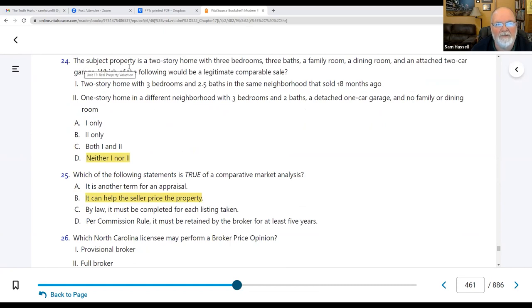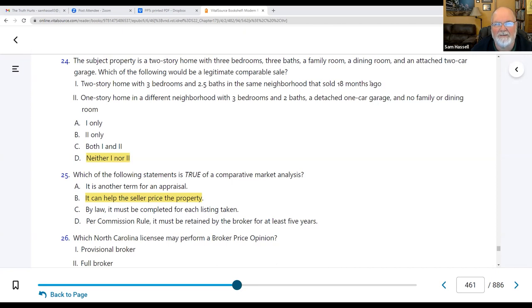Number 24, the subject property is a two-story home with three bedrooms, three baths, a family room, a dining room, and an attached two-car garage. Which of the following would be a legitimate comparable sale? A two-story home with three bedrooms and two and a half baths in the same neighborhood that sold 18 months ago? All right, I throw this one out because it's 18 months ago.